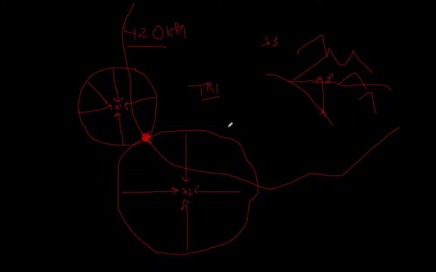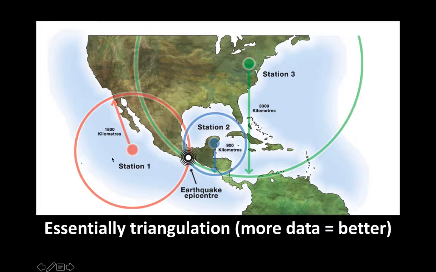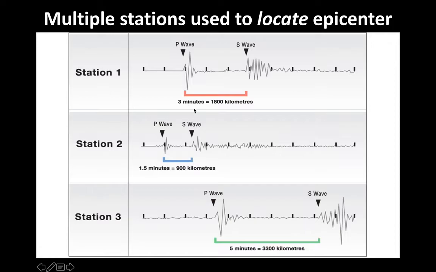Okay, so here are real numbers. This is the same thing I'm trying to draw here. Those are the numbers in the previous slide. So going back here, if there is a 3-minute lag between P and S wave arrival times, then you know it has gone 1,800 kilometers.